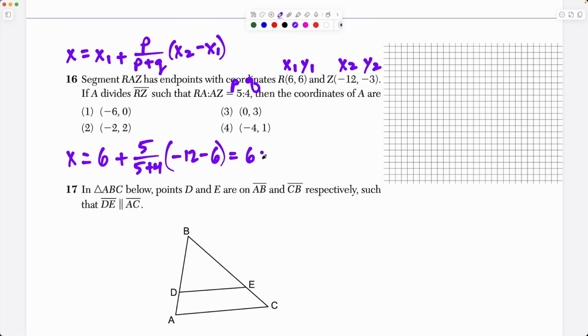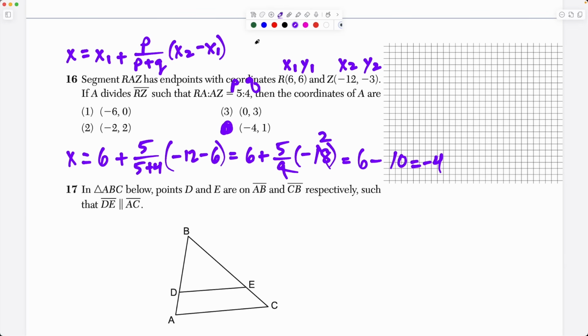And that's going to give us 6 plus 5 ninths of negative 12 minus 6, which is negative 18. And then from here, I could just divide 18 over 9, which is 2. So this gives us 6, and then plus 5 times negative 2 is minus 10. And when we do 6 minus 10, we're going to get negative 4. So our x value should be negative 4, which tells us 16 should be choice 4, because that's the only one where this shows up.